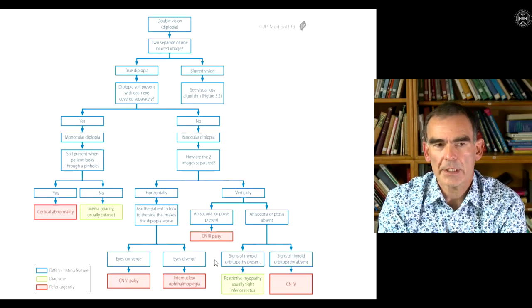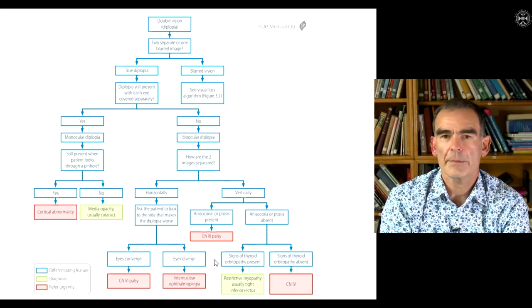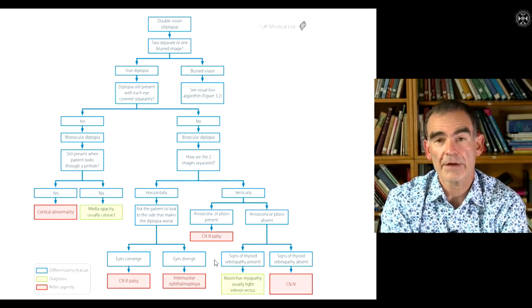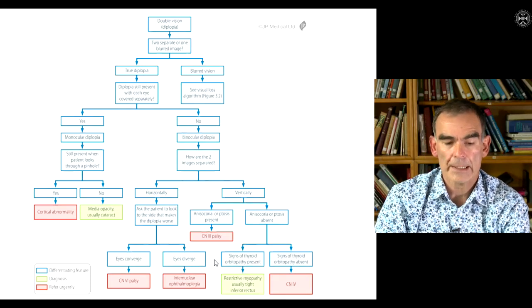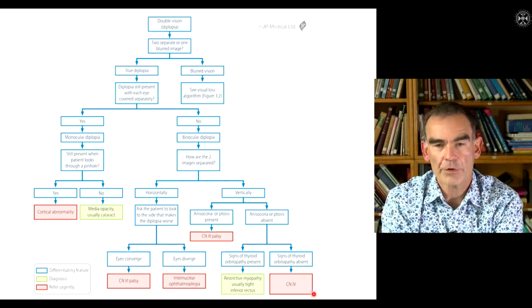Again, the patient might say, yes, I've got an overactive thyroid, and they may have a goiter, a lump in their neck. So often a bit of the history, as well as the examination findings, will alert you to the fact there could well be some element of thyroid orbitopathy present. And last of all, if the patient has binocular double vision, the images are vertically separated, the anisocoria or ptosis is absent, and there are no signs of thyroid orbitopathy, then they'll very likely have a fourth nerve palsy.